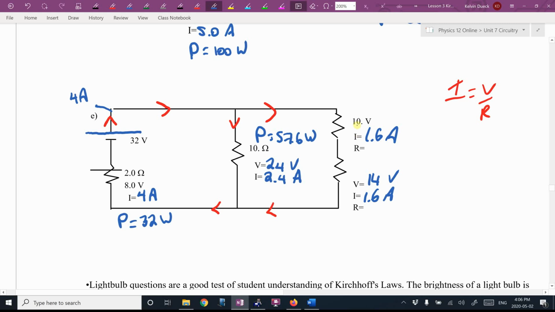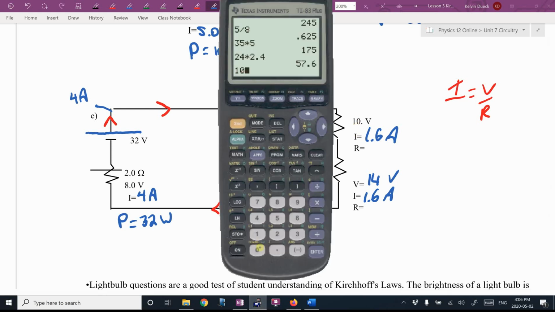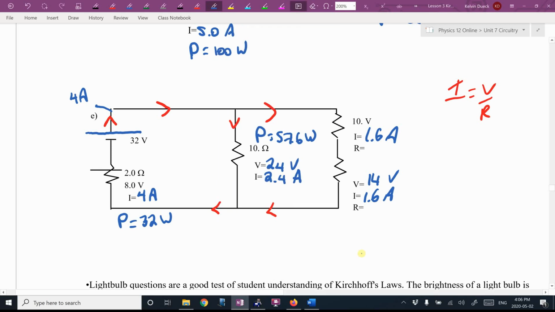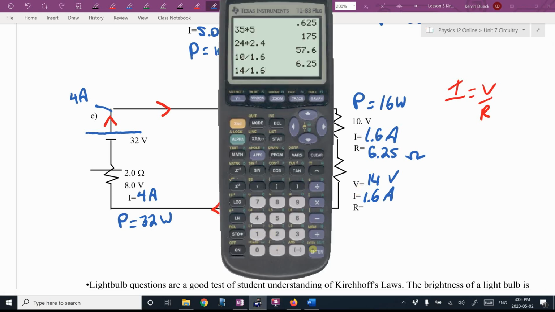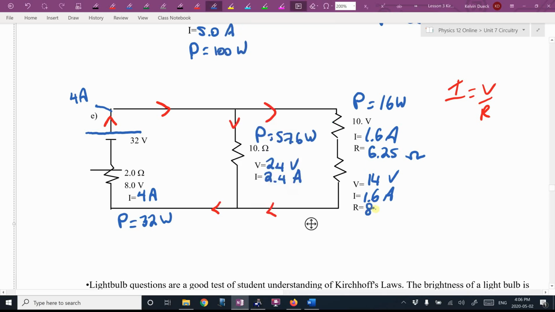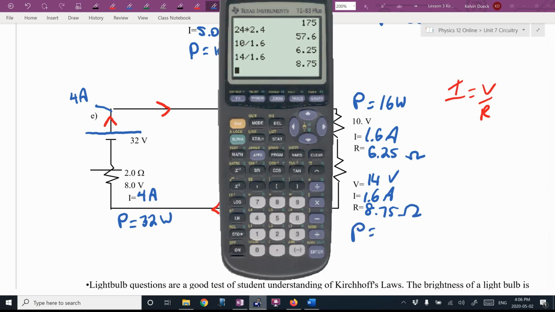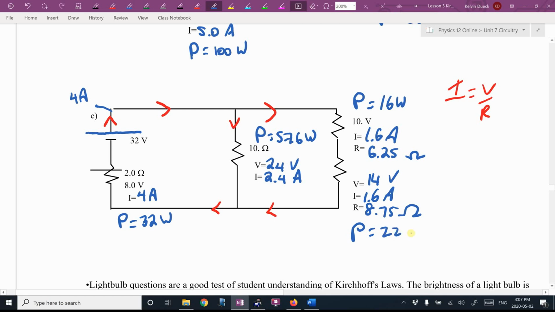I can go R is V over I on the top one there. It's going to be 10 divided by 1.6, 6.25 ohms. Power is going to be V times I. It's going to be 16 watts. For the bottom one, R is going to be V over I. It's going to be 14 divided by 1.6, 8.75 ohms. And power is going to be V times I. It's going to be 14 times 1.6, which is 22.4 watts. So these are Kirchhoff's laws.